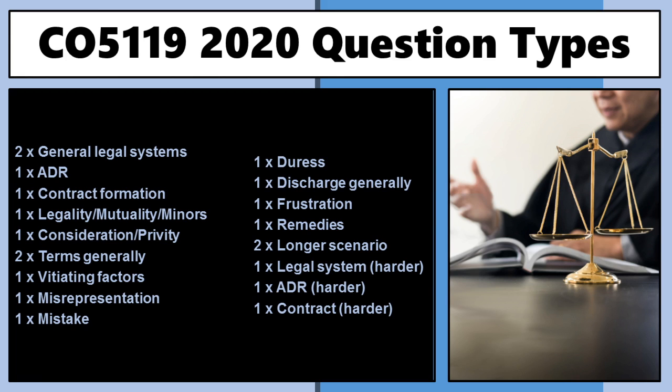The next question you'll get will be either on legality, or mutuality, or contracting with minors. So you get one question from that pool, which has those 3 areas. There's not really much to say about legality. It's an element of a contract, but it's also a vitiating factor, which we'll talk about in a few weeks' time.